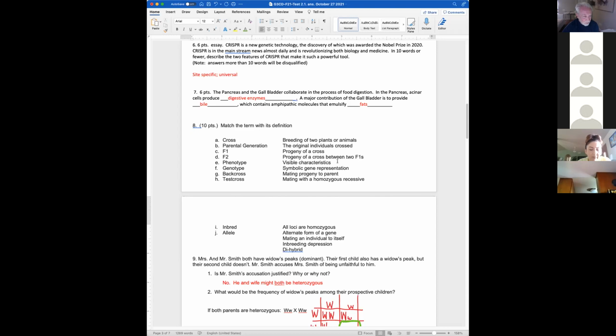Phenotype is visible characteristics. Genotype is symbolic. A back cross is a mating of a progeny to its parent. A test cross is a mating to a homozygous recessive. Inbred, all loci are homozygous. And finally, an allele is the alternate form of a gene.